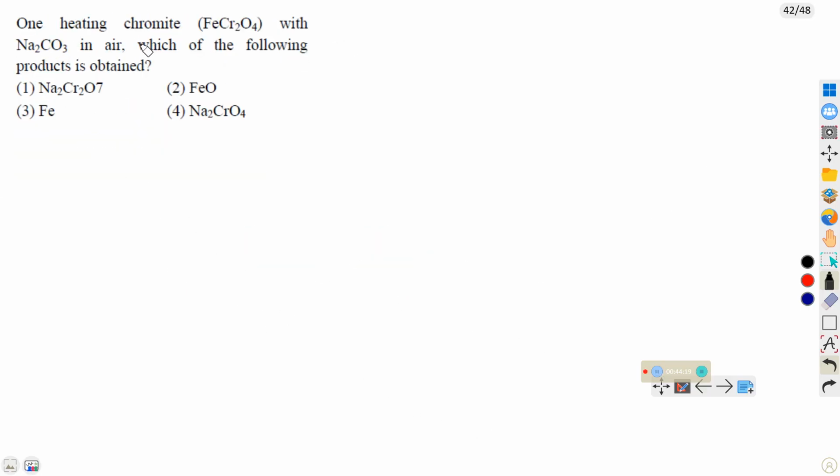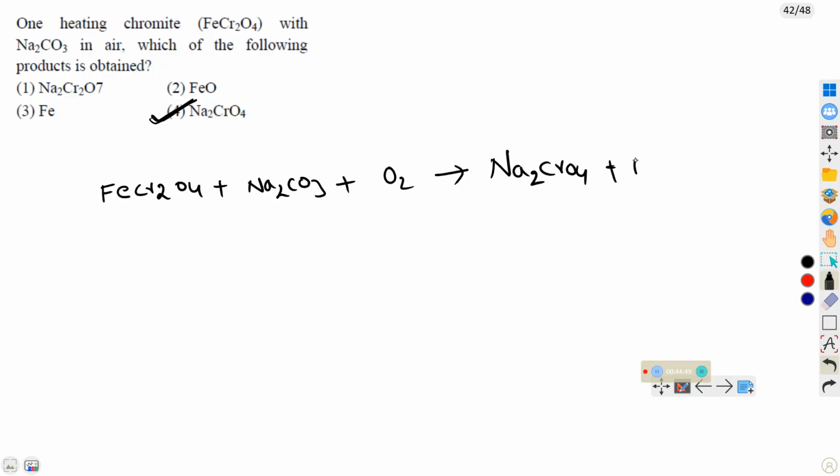On heating chromite with Na2CO3 in air, which of the following products is obtained? Na2CrO4 is obtained. See the chemical reaction, check the dichromate preparation method. FeCr2O4 reacts with Na2CO3 and oxygen, then it gives Na2CrO4 plus Fe2O3 plus CO2.